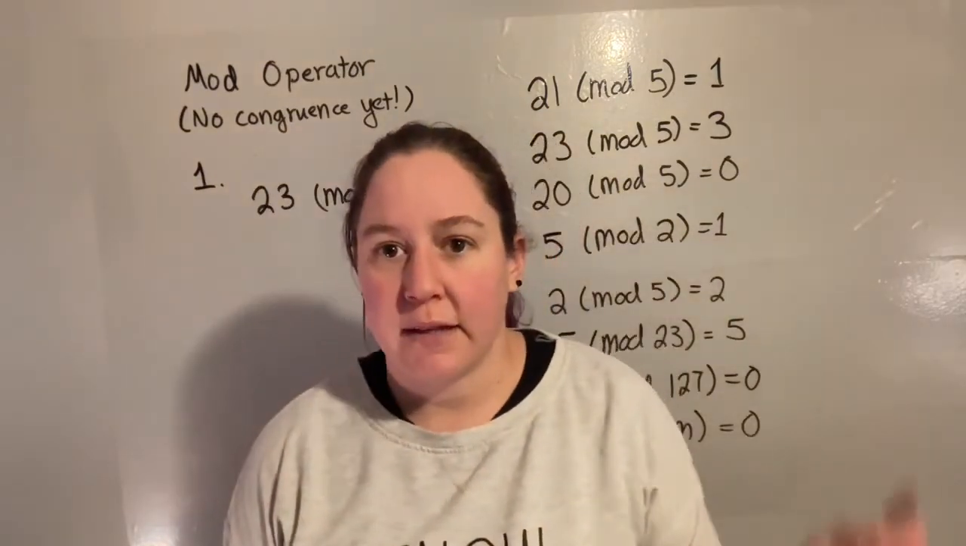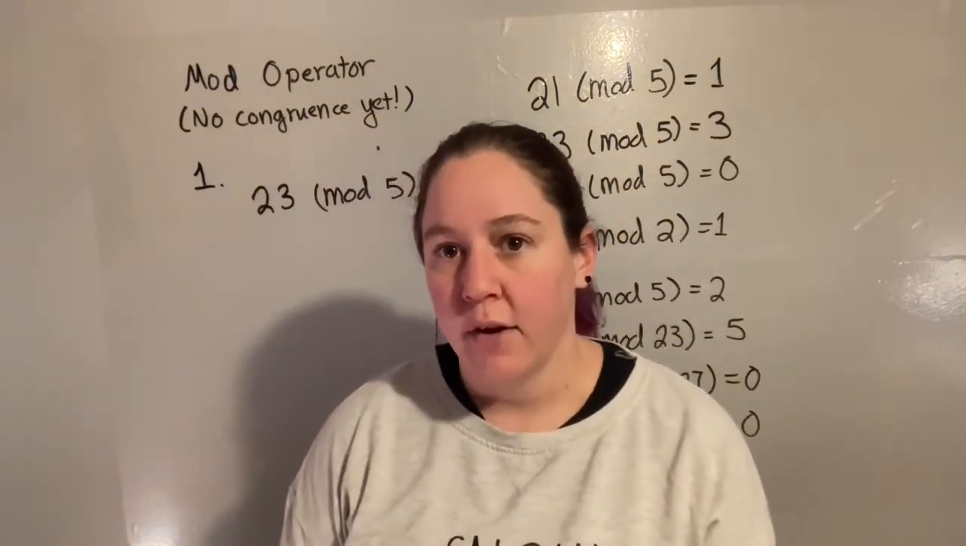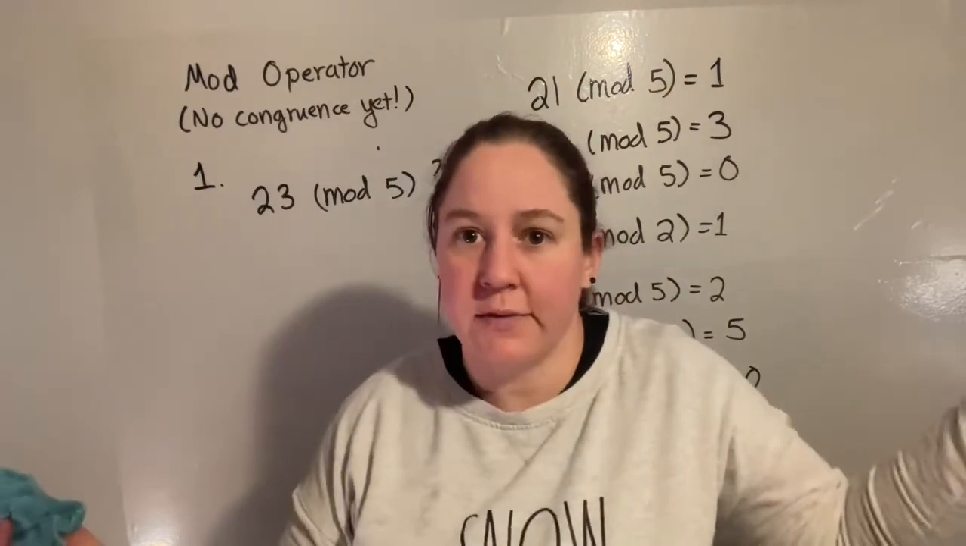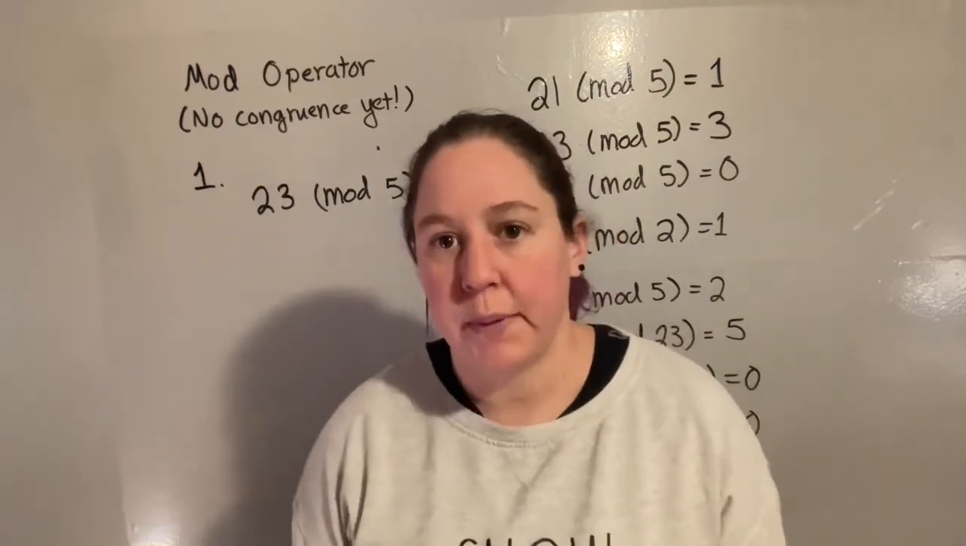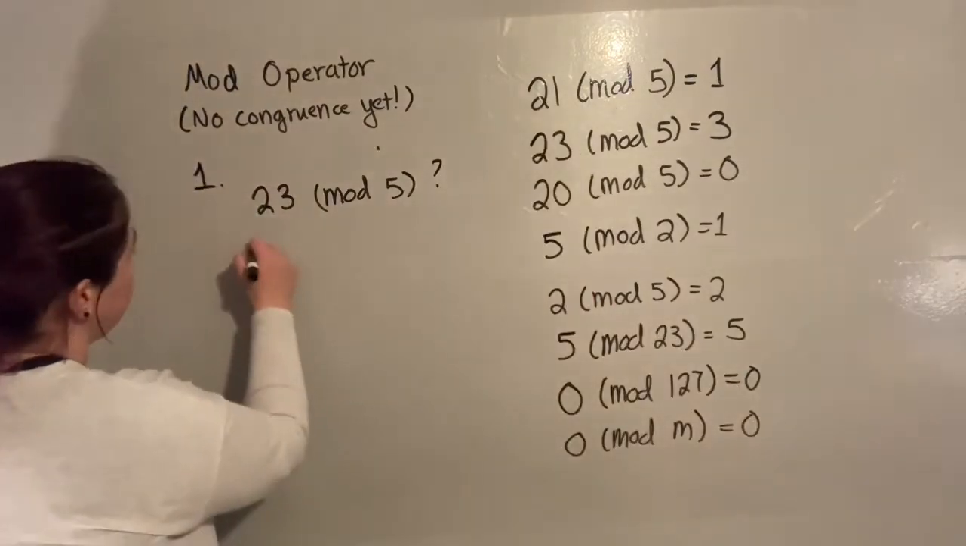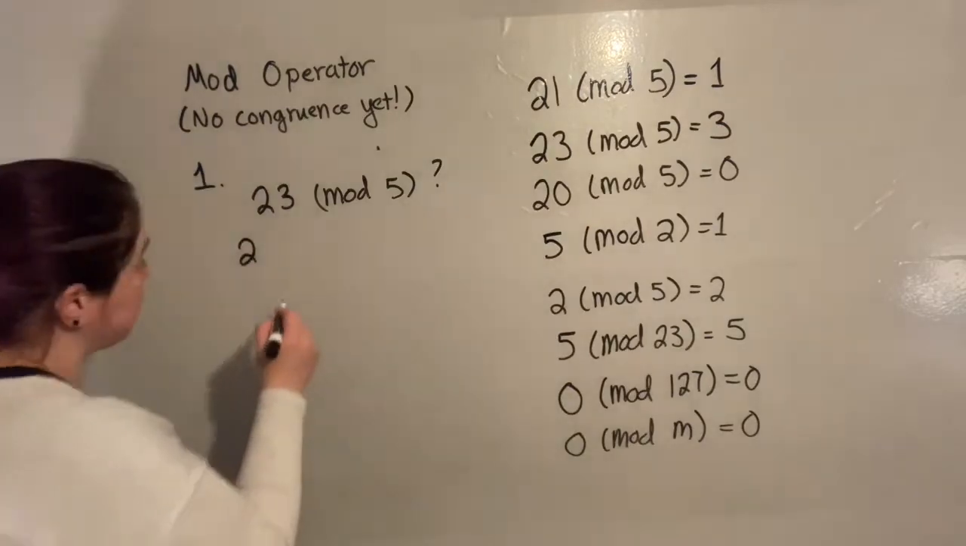Another way to think about this is to just subtract 5 repeatedly from 23 until you get down to a remainder. Because division you can think of as repeated subtraction. We're going to take this and I'm going to do repeated subtraction.